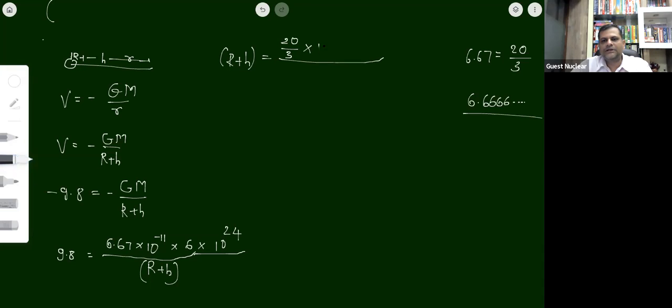तो 20/3 into 10 raised to minus 11 into 6, and that is multiplied by 10 raised to 24, and that is to be divided by 9.8, which can also be taken as 10 approximately. So what happens here is 3 gets cancelled with this 6, leaving behind 2, and hence we get this 40 into 10 raised to, what is this, minus 11 plus 24 becomes 13, right? And that is divided by this 9.8, but 9.8 is approximately 10, करेक्ट है? तो इसको 10 लिख देंगे, तो ये 0 0 कैंसिल होकर हमको मिलेगा क्या, सिंपली 4 into 10 raised to 13, बराबर है?